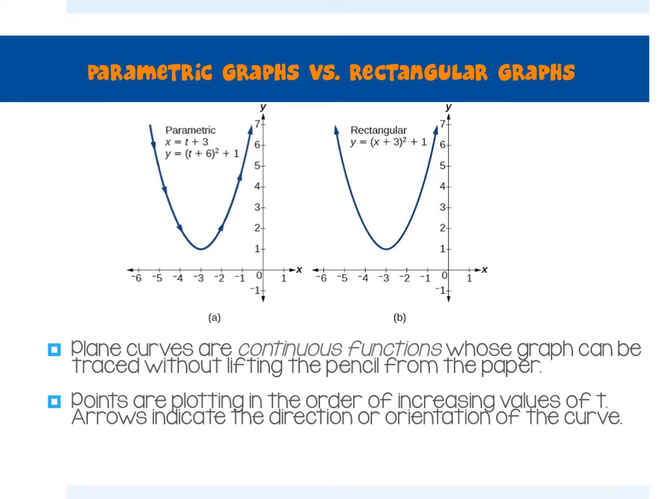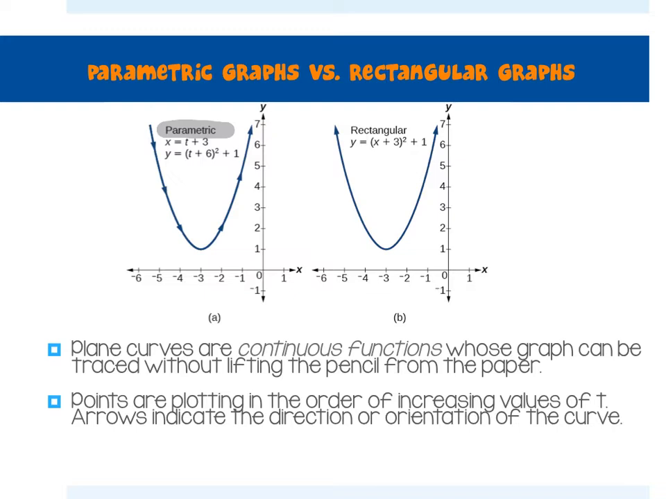So this is what a parametric could look like on the left. The difference between a parametric and a rectangular. These are simply like a parabola. On the right hand side is your typical parabola. On the left hand side is your parametric graph. This is y equals (x plus 3) squared plus 1. So it's shifted left 3, up 1, and it's pointed up, and then on the left hand side you have your parametric.